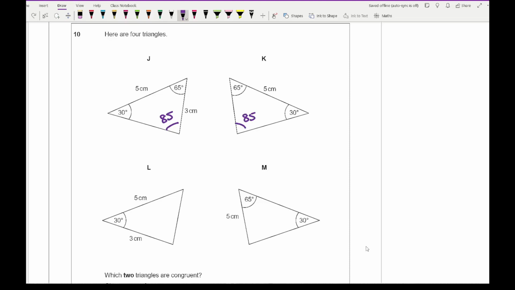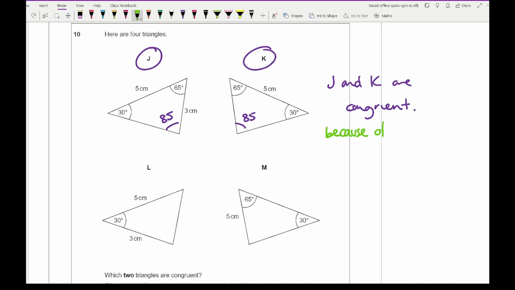And so looking at this, let's have a look at which triangles are going to be the same. So 5 is on the side which has got 30 and 65. So at the moment I would say J and K are congruent. And then for this, which is where a lot of students would lose a mark, you just need to state your reason why. And you could say because of ASA. Because 2 angles and a side are the same.